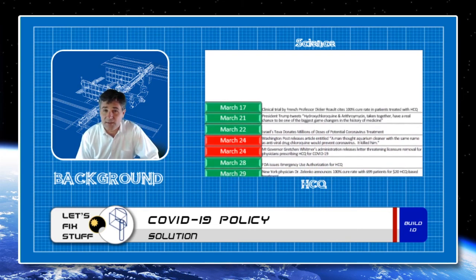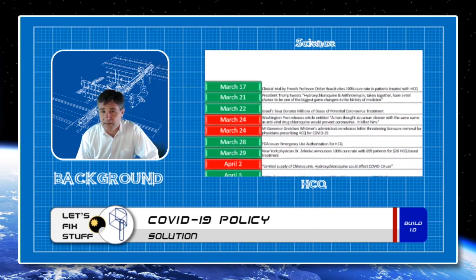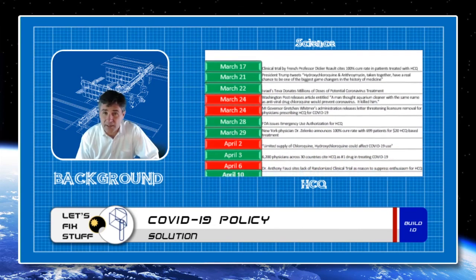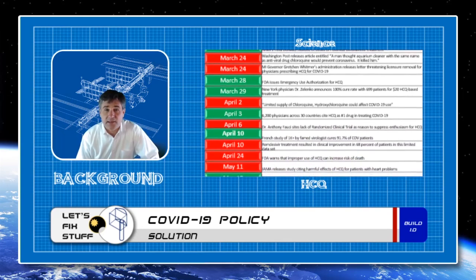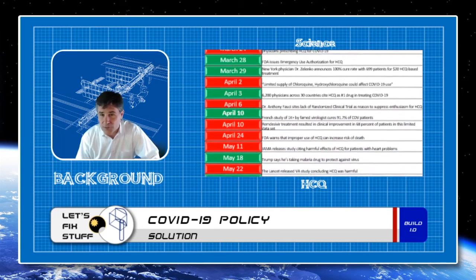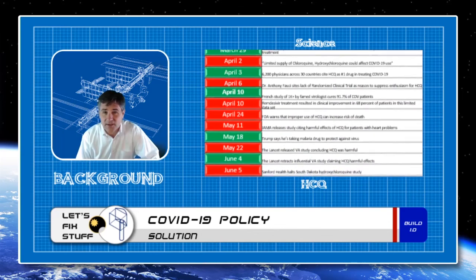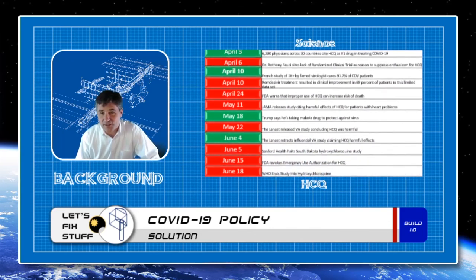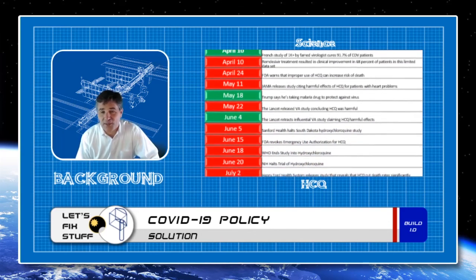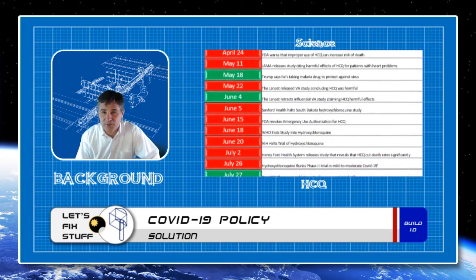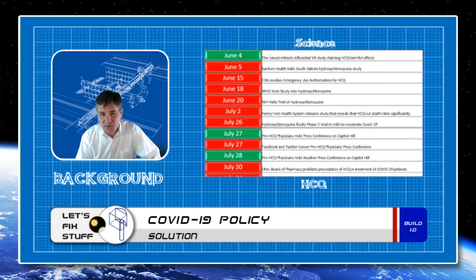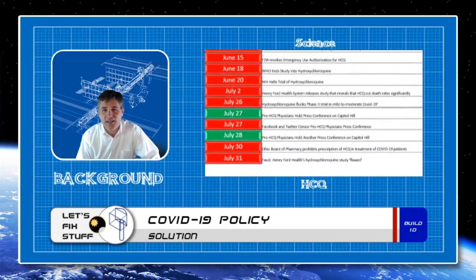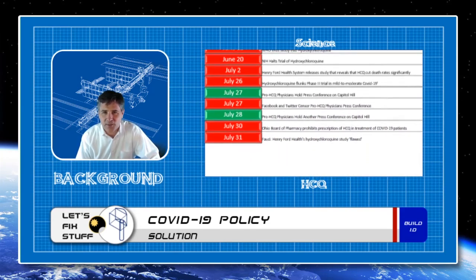So on March 17th, we had a French professor that identified a 100% cure rate with hydroxychloroquine. The president tweeted that out on March 21st. And when people claim that there was a short supply of this drug in the United States, an Israeli company volunteered to donate treatments to the United States. It wasn't too long after that all the negative news started coming out about hydroxychloroquine.